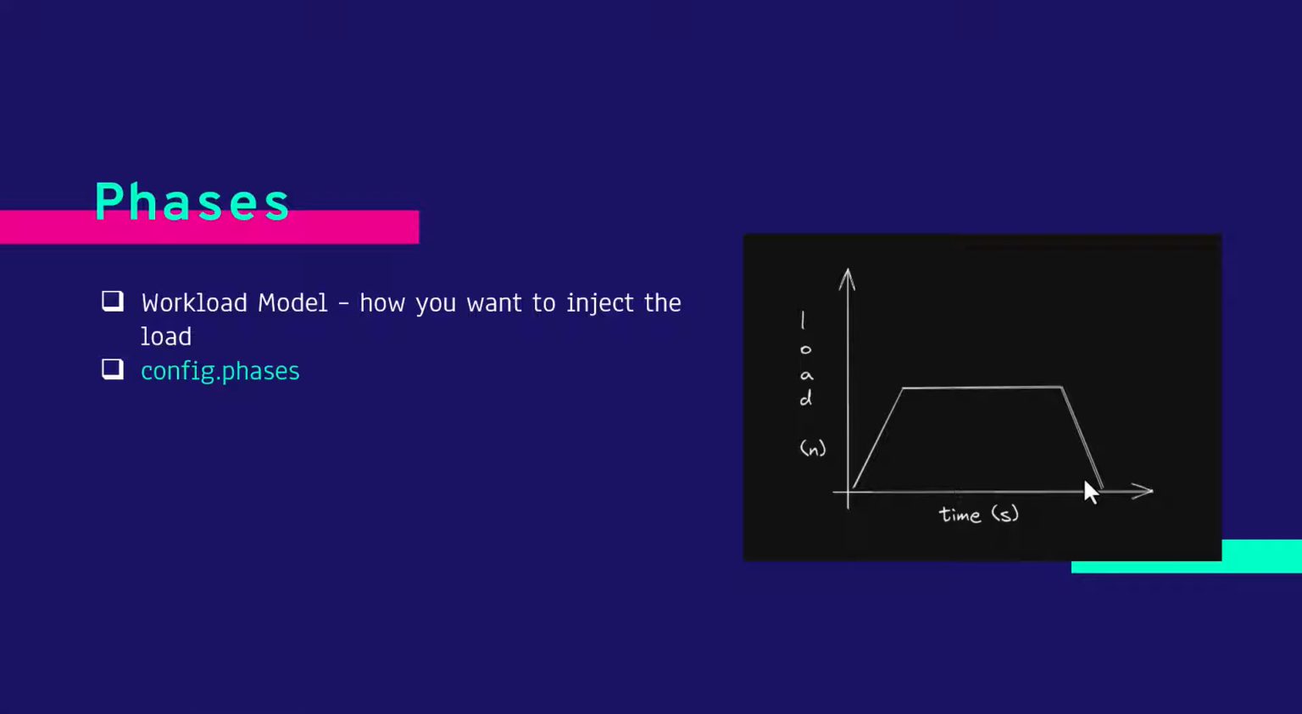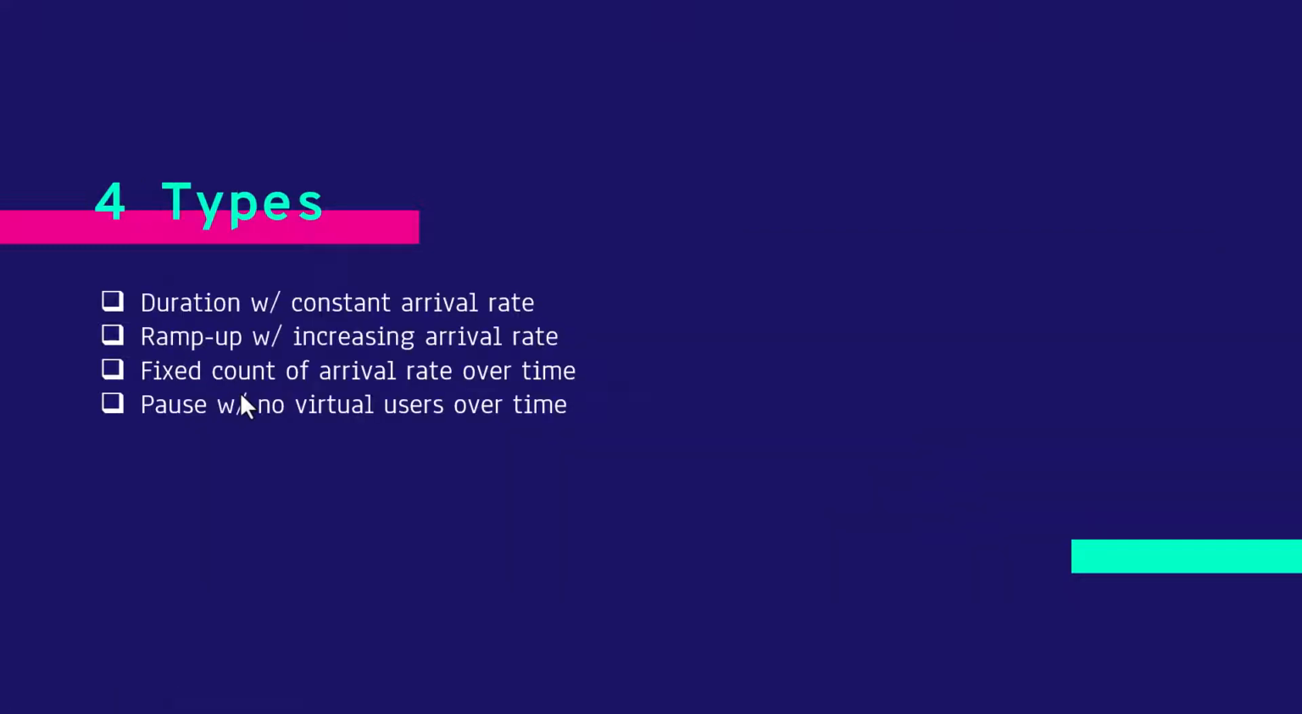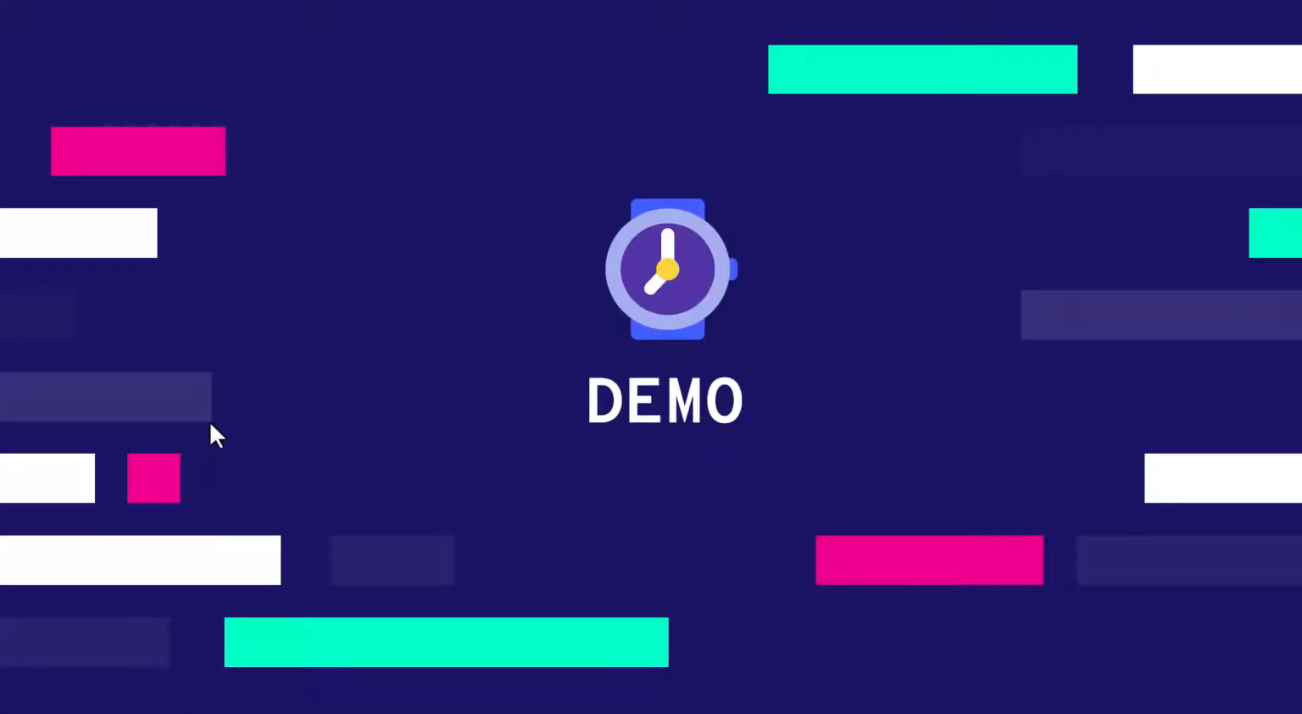These phases you can define using the config.phases JSON object. There are four types in Artillery. First one is the duration with a constant arrival rate. Second, we have the ramp up with an increasing arrival rate. And we have something called a fixed count of arrivals over time. And then we have pause, or do nothing. Basically, you will not have any virtual users injected over time. Now let us learn these four phases with an example.